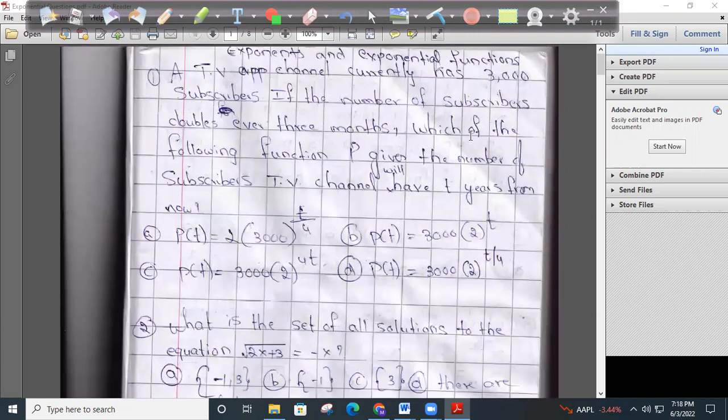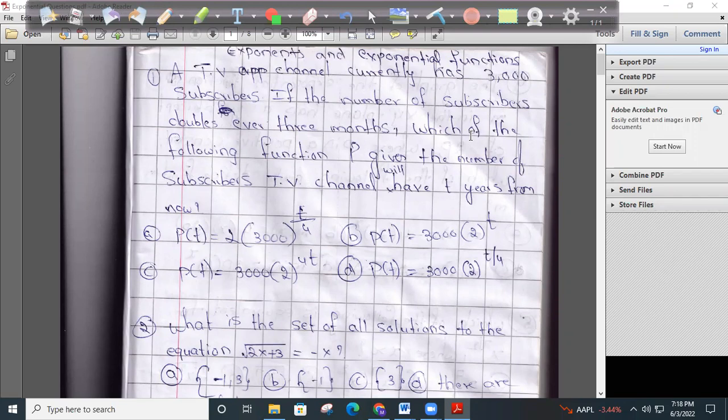And the number of subscribers doubles every 3 months. Which of the following functions P gives the number of subscribers the TV channel will have t years from now? So initially, 3 months. Okay, let me solve this question here and explain it to you.